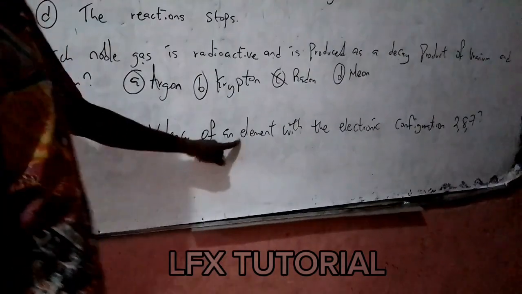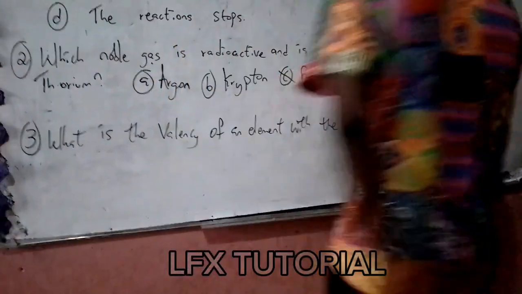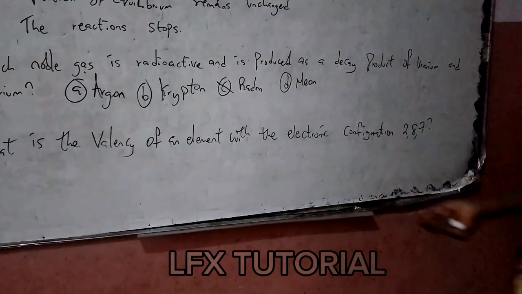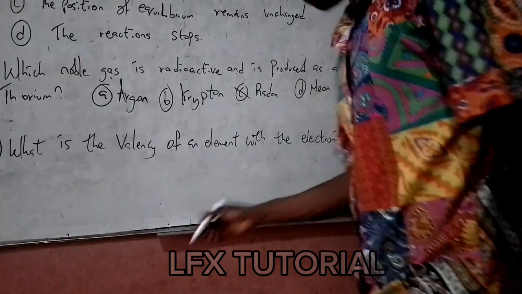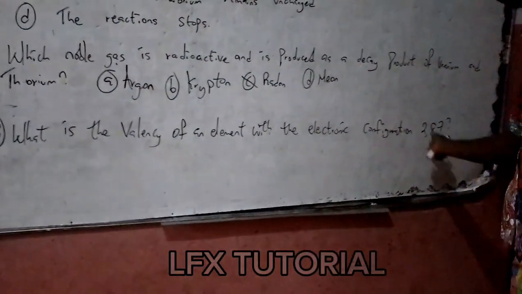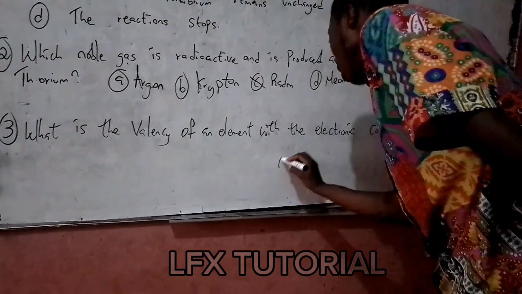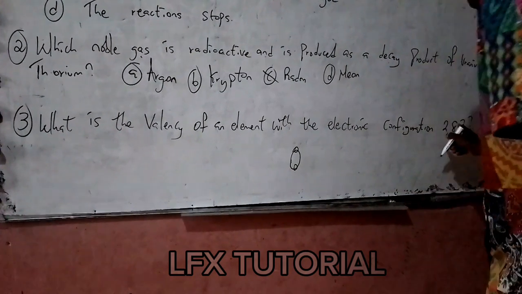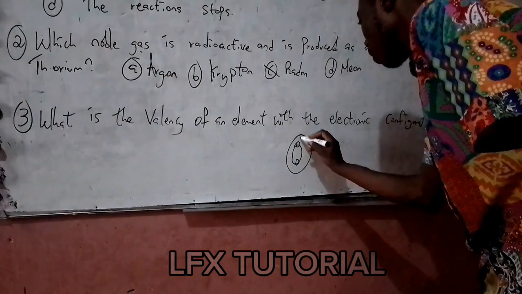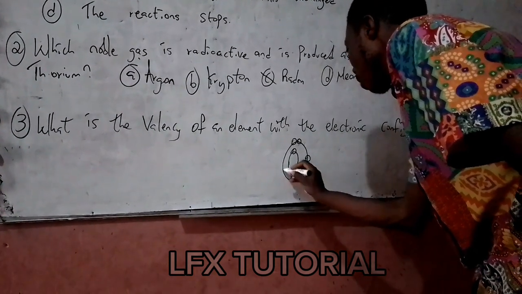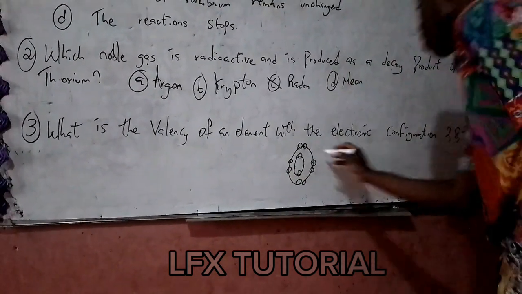What is the valency of an element with the electronic configuration 2, 8, 7? If you have this particular question, I'm going to give you a simple cheat code. The cheat code is that this 2 means the lowest shell, that's the first shell, which contains 2 electrons. This next one contains 8 electrons, according to what you have there. Here is 7.